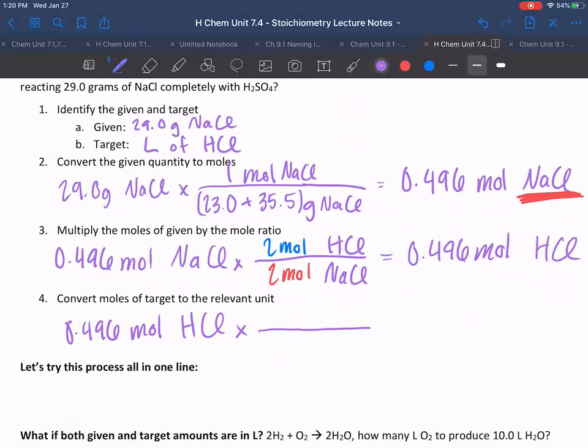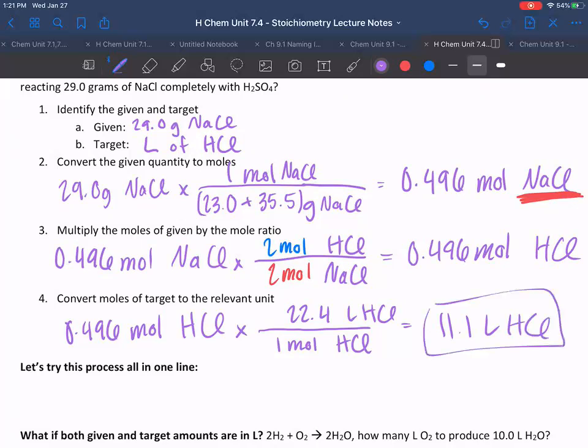We want liters though. So what's our fancy number? 22.4. So for every 1 mole of HCl, 22.4 liters HCl, that's going to give us 11.1 liters hydrochloric acid. So how I showed you guys this is very broken down step by step because I want you to kind of master and think through the process. But typically you do this whole conversion all in one line.